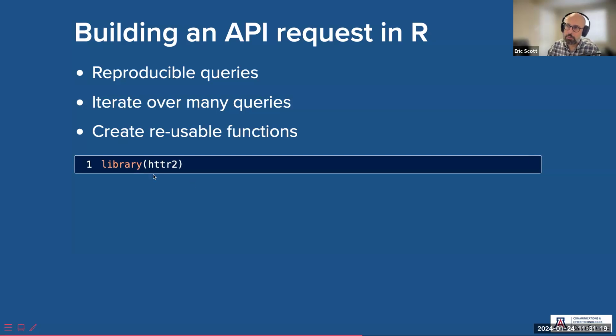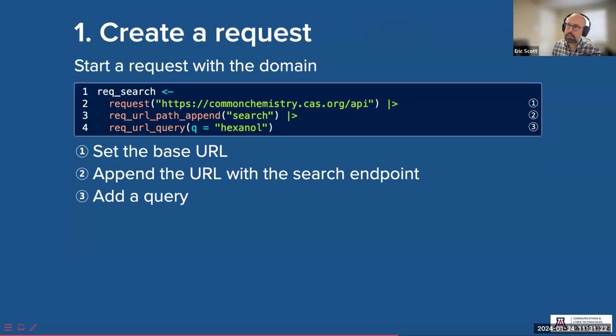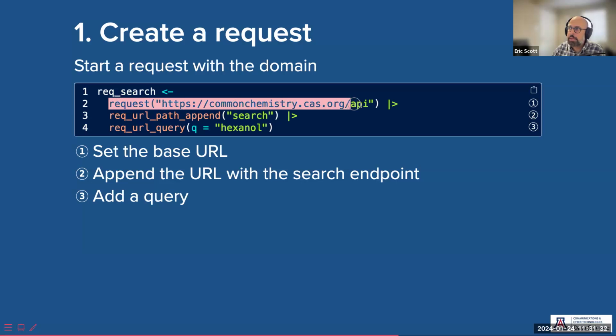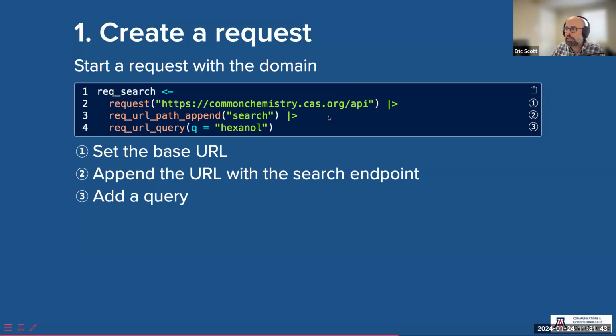So we're going to load our package httr2 here. And the first step is to build the request. We do that in steps. First we set the base URL with this request function. Then this is the pipe, which I'll talk about in a second for anybody unfamiliar. Basically, the next step appends the path with search to get our search endpoint. And then we have this URL query function where we say q equals hexanol or caffeine or whatever.